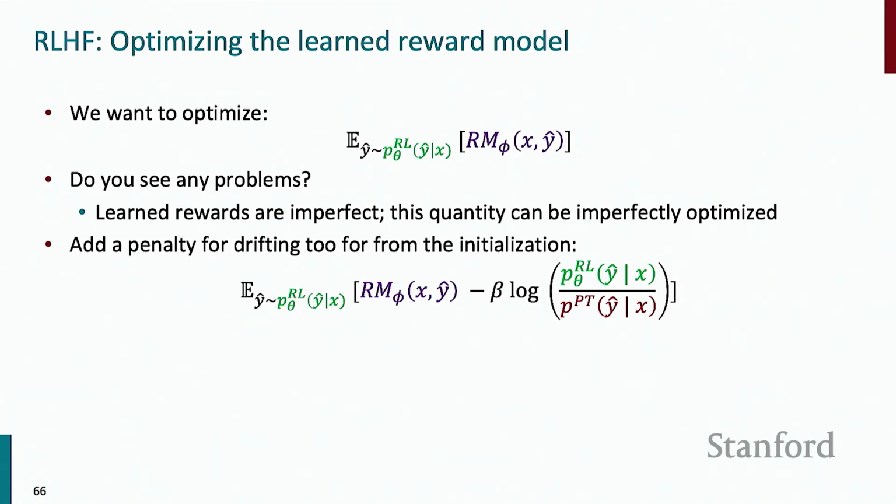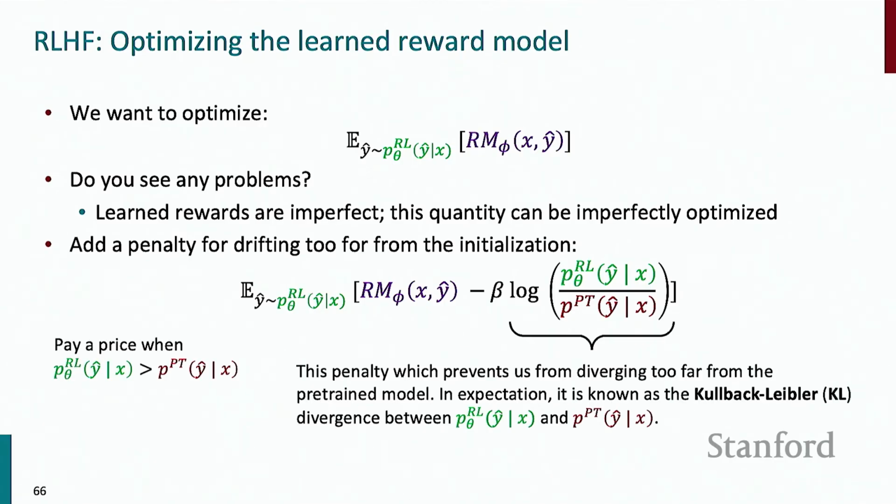Just to go over this, we want to maximize the objective where we have RM phi, which is our learned reward model, but we're going to add this term beta log ratio, and the ratio is the model we're optimizing, p theta, and our initial model, p PT. What this says is that if we assign a much higher probability to a certain completion as compared to our pre-trained model, you're going to add an increasingly large penalty to it. Simply, you're paying a price for drifting too far from the initial distribution.